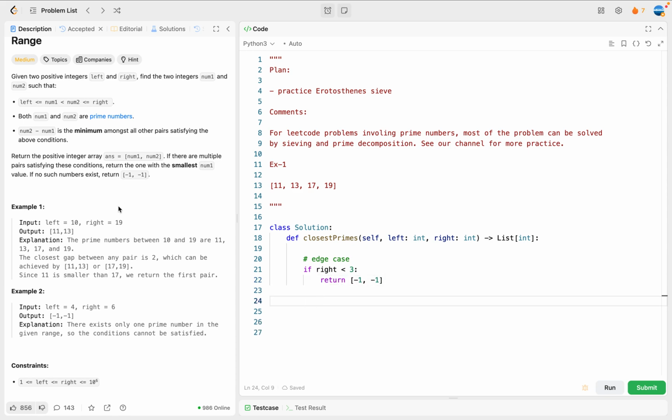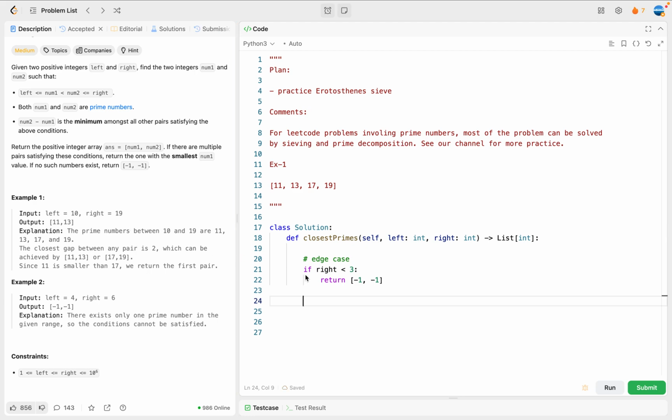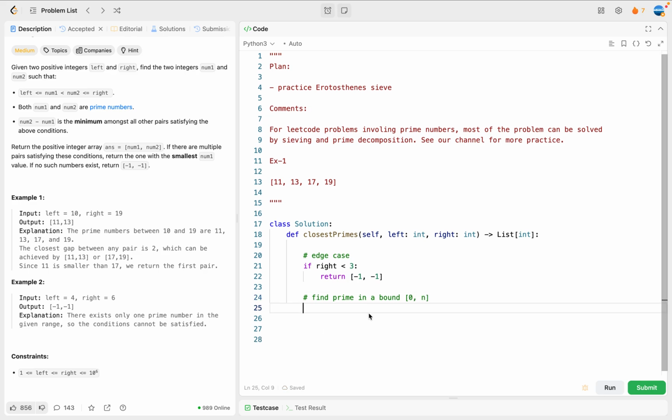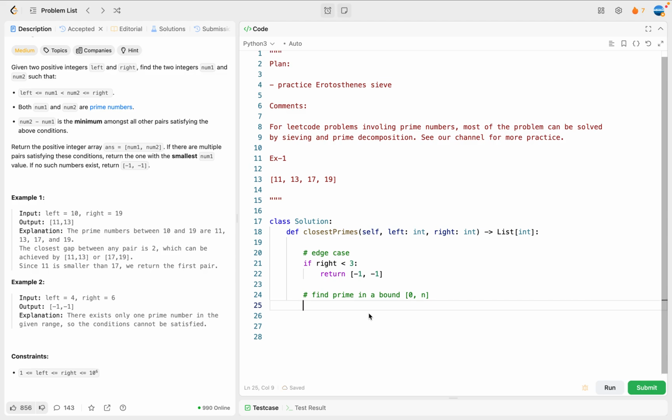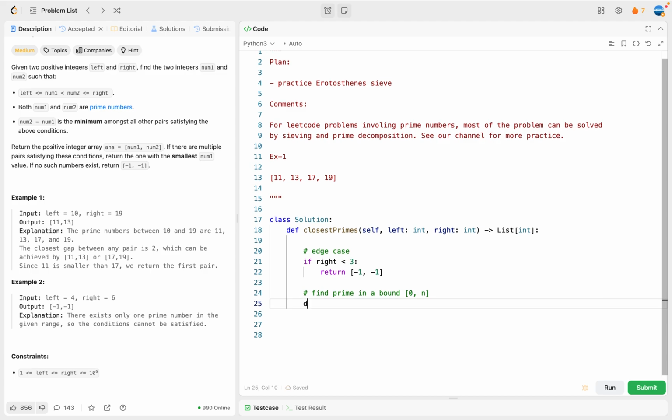This is just one way of doing the treatment. You can absorb this case into the generic logic, but let's first pick out this case. Then what is left is to find prime numbers in a bound. Here I'm going to find the prime numbers between 0 and an arbitrary number n. This way we can do a lot of things. Here, what I'm going to do is the so-called Eratosthenes sieve.